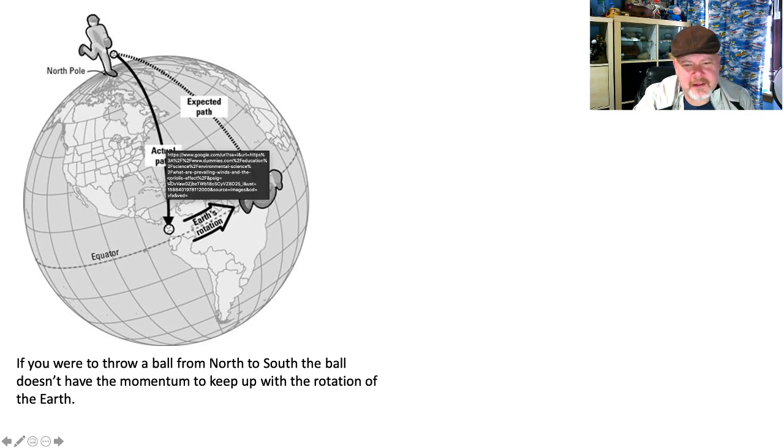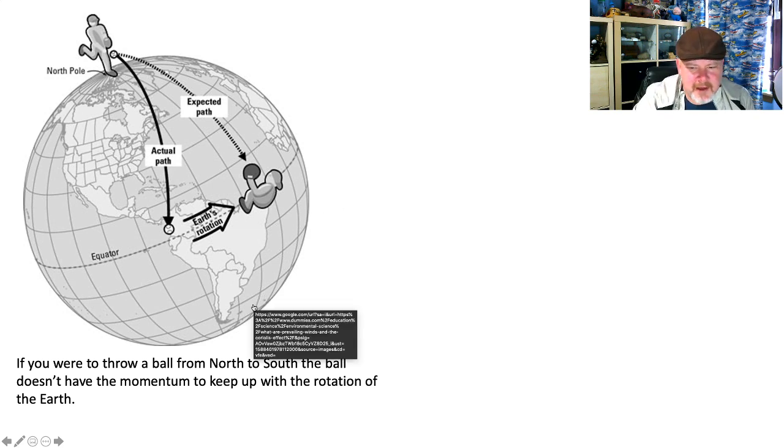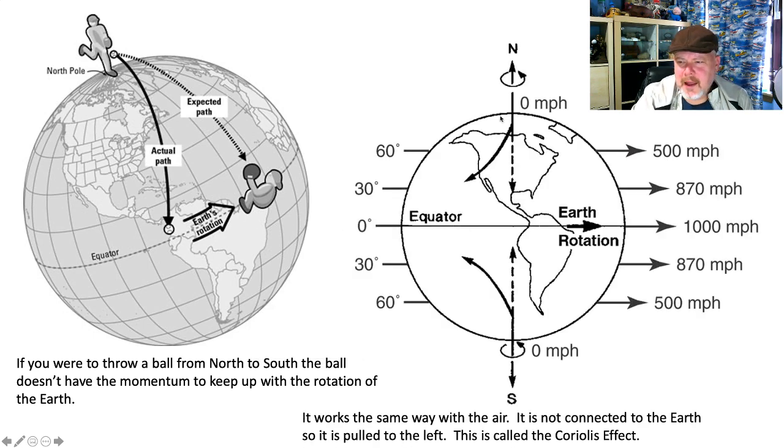It's going to actually kind of curve to that person's left. And by the way, it's a mirror image. Even if you're down here in the South Pole and you do the same thing, it's still going to curve to the left. So it's always being kind of pushed off to the left. And that's what happens with the wind. The wind will be pushed off to the left, depending on which way it's trying to move.